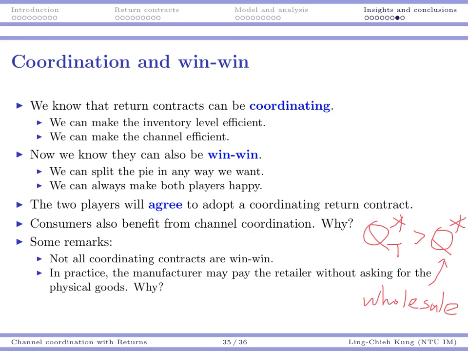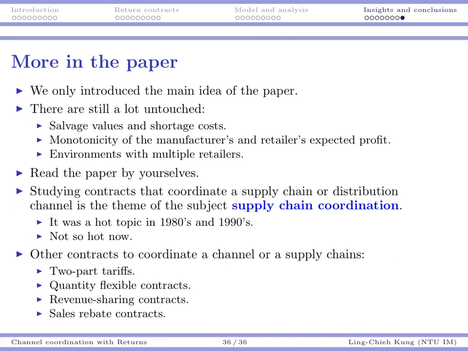The manufacturer wants to buy back those products, not because the manufacturers want those salvage value. It's because the manufacturer wants to provide incentives for the retailers to earn more. Everything is about incentives. So, this paper discussed the return contract. We only introduced the main idea of this paper. There are still a lot of things that we did not touch in this paper.